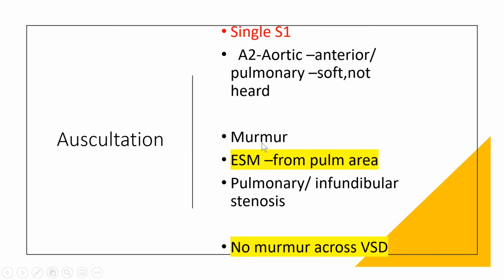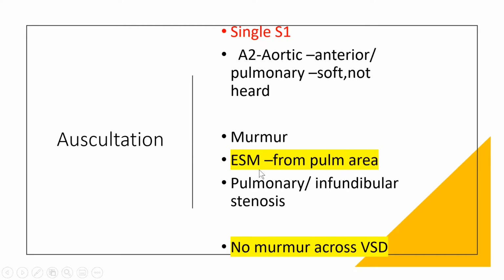There is a murmur in the heart. What is that murmur? It is the ejection systolic murmur from the pulmonary area. The pulmonary or infundibular stenosis through which the blood goes gives rise to an ESM in the pulmonary area. Remember, there is no murmur across the VSD because there is no turbulence. It's like a single ventricle. Because the VSD is so big, there's hardly any turbulence. There's nothing going on between the right ventricle and left ventricle. There is just one continuous chamber. So there is no murmur across the VSD.